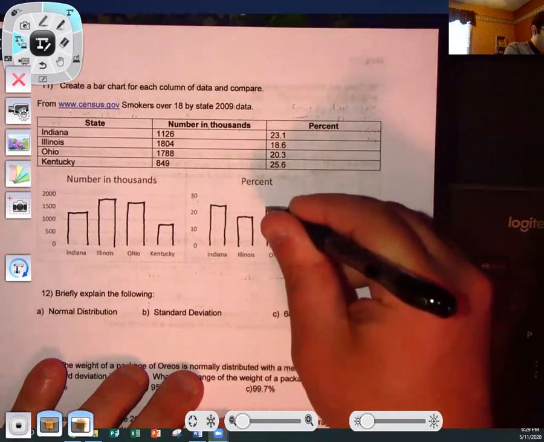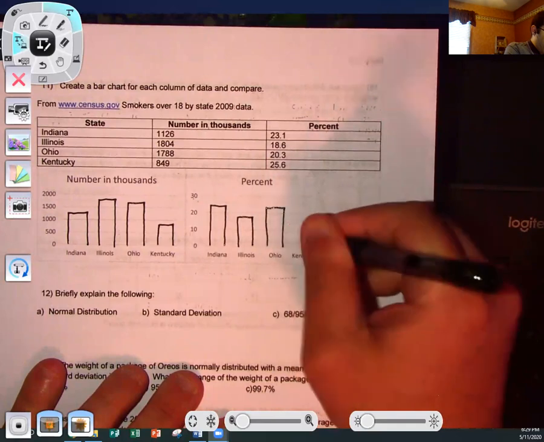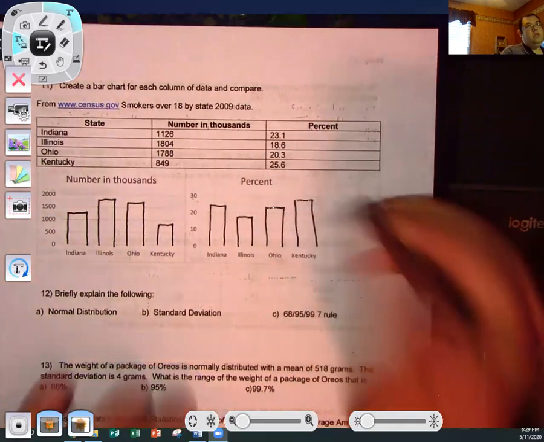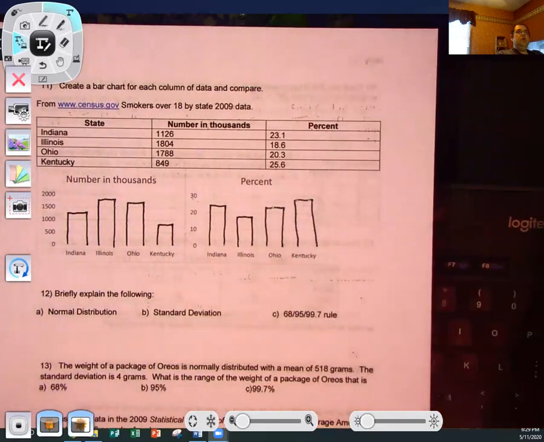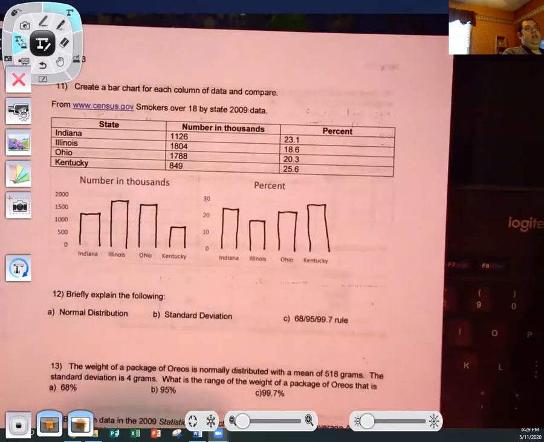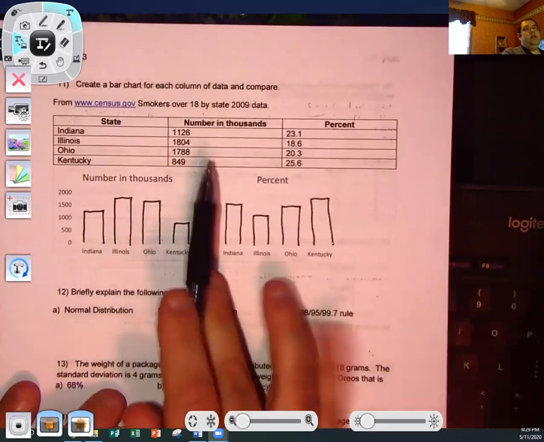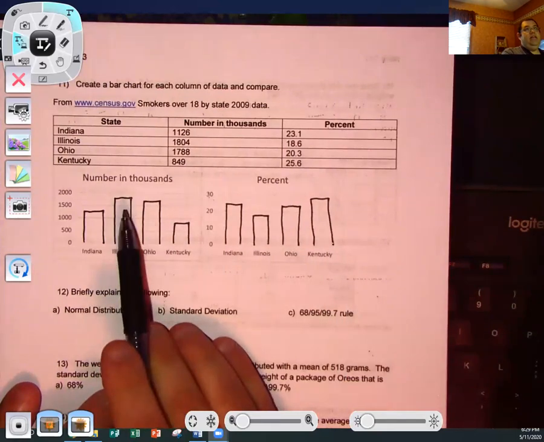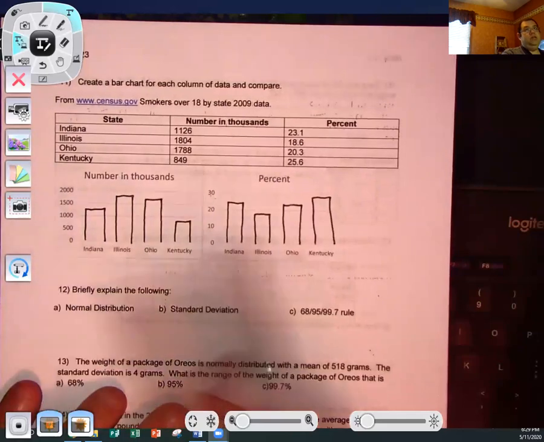Ohio's 20.3, and Kentucky is 25.6. So this is census data. So what do we notice here? Well, we notice that based on just the number alone, Illinois has the highest at 1804. That's in thousands. So that's 1,804,000.